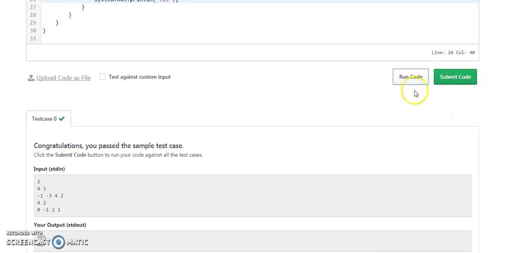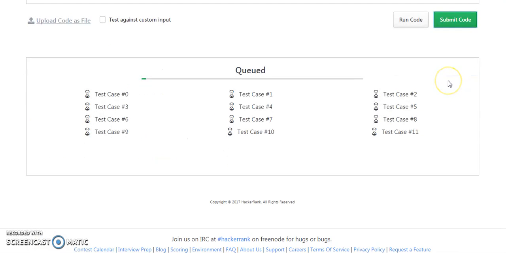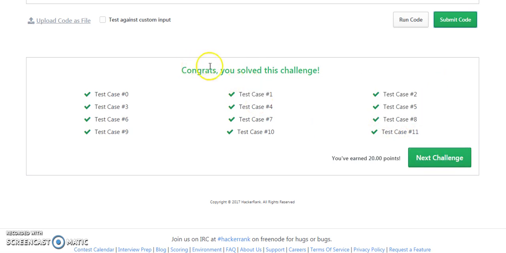So guys, we have passed the initial test cases, so let's submit the code and check whether we have passed all the test cases or not. Congratulations guys, we have completed this challenge, and it is saying that we have completed this challenge.